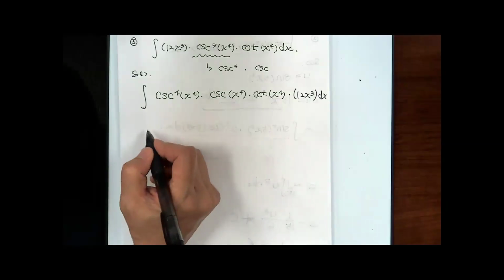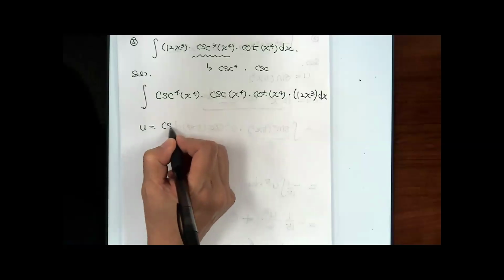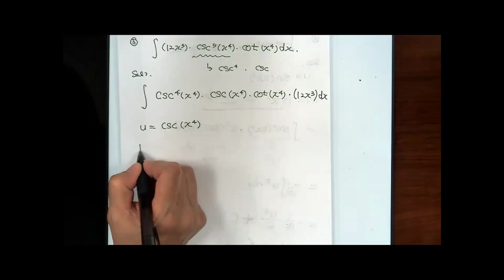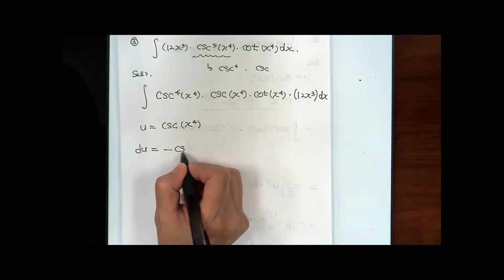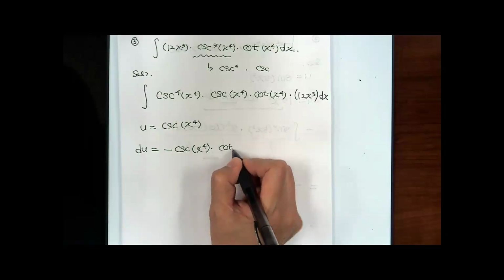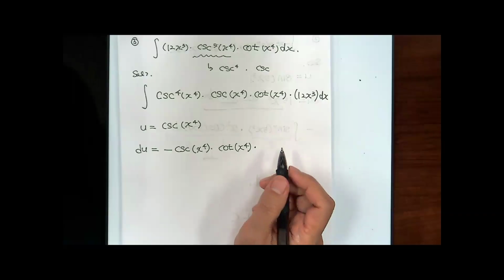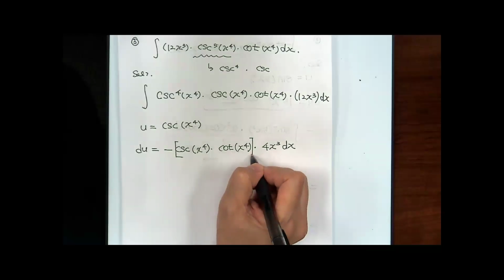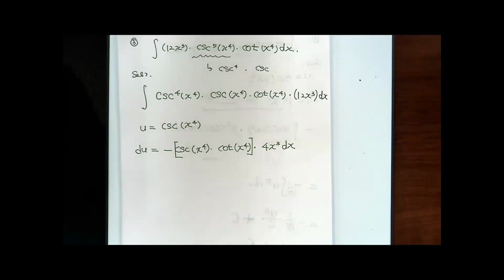So what will happen will be, I will put u equals cosecant of x to the fourth power. What we know is that du equals minus cosecant x to the fourth power times cotangent x to the fourth power times 4x cubed dx. Any questions so far?